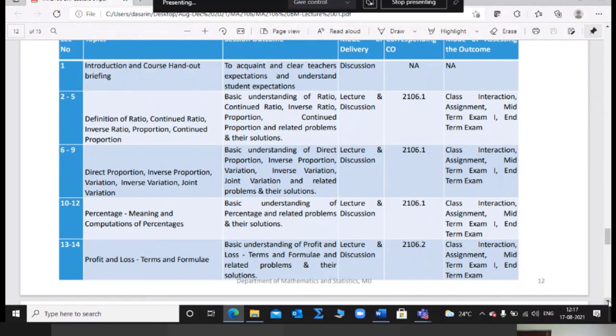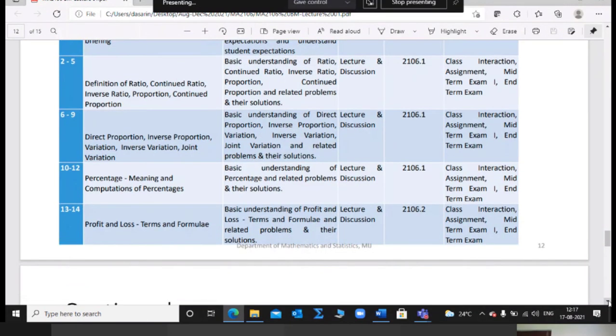Lecture number 10 to 12, we will be devoting to percentages. The percentage, what is the meaning of a percentage, computations of the percentage.